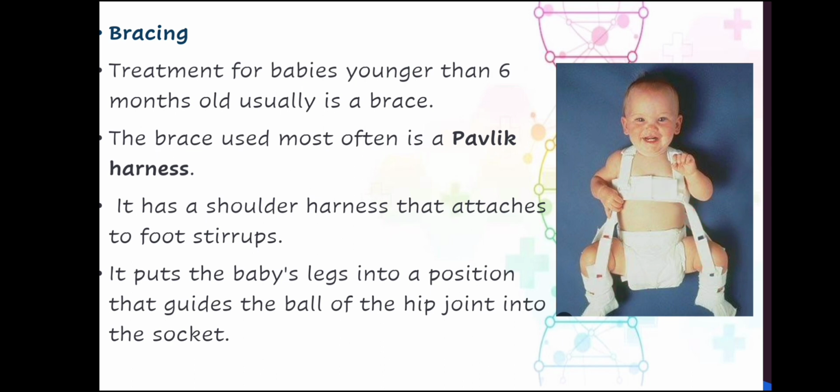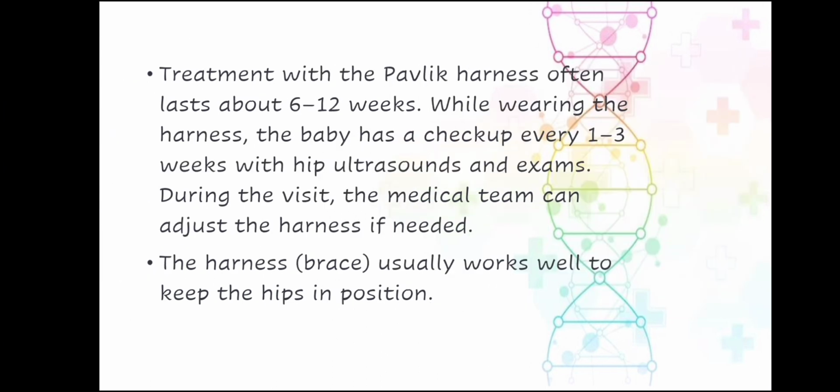It's a treatment for babies younger than 6 months old, usually a brace. The brace used most often is the Pavlik harness. It has a shoulder harness that attaches to foot stirrups. It puts the baby's legs into a position that guides the ball of the hip joint into the socket. The treatment with the Pavlik harness often lasts about 6 to 12 weeks. While wearing the harness, the baby has a checkup every 1 to 3 weeks with hip ultrasounds and exams. During the visit, the medical team can adjust the harness if needed. The harness brace usually works well to keep the hips in position.